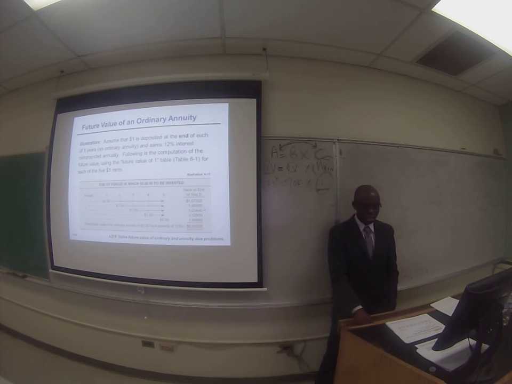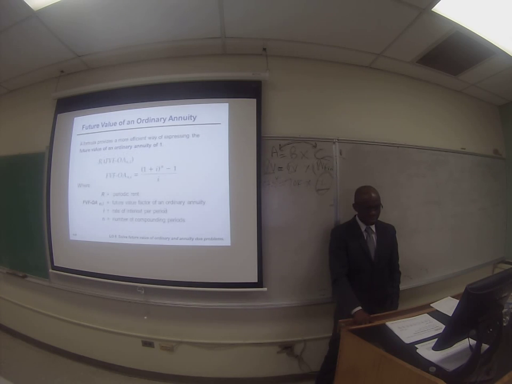And we can also use the table. So the first $1, second, third, fourth, fifth. Then at the end of the 5th year, here you have it. This is the future value, all right? $6.35. Let's take a look at the formula, all right, of ordinary annuity.